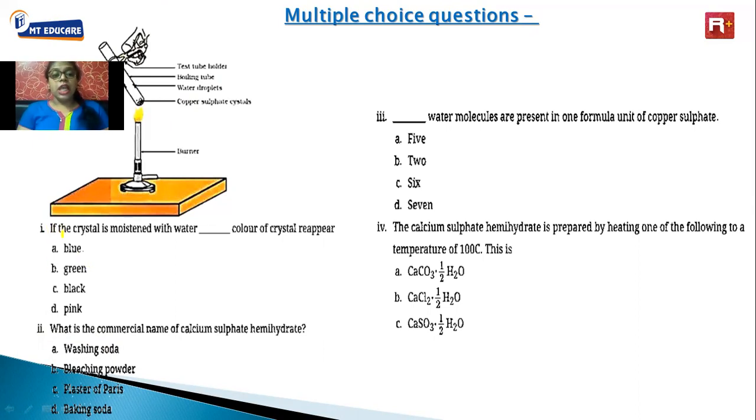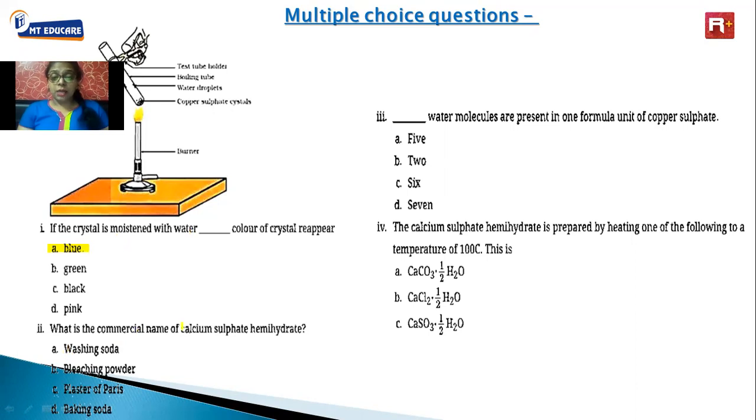The first question is: if the crystal is moistened with water, dash color of the crystal reappears. Now students, initially the copper sulfate crystal is blue in color. When we are heating it, the color fades off. Now, when you add water back to it, the color comes back. Which color will come back? That is blue color.